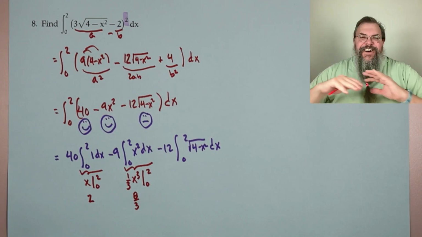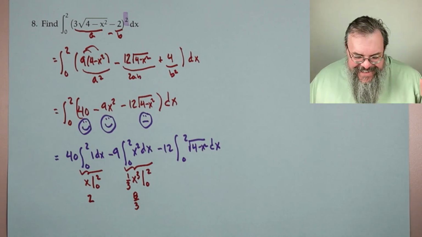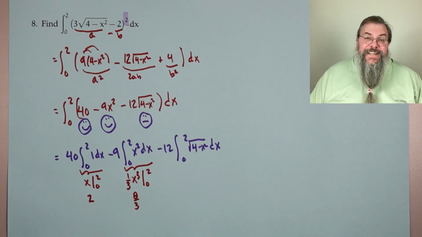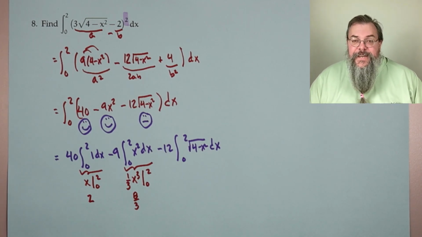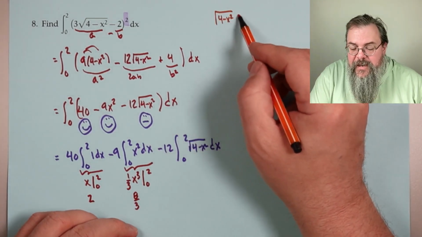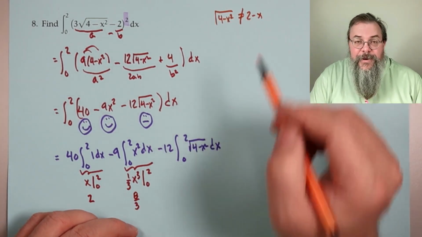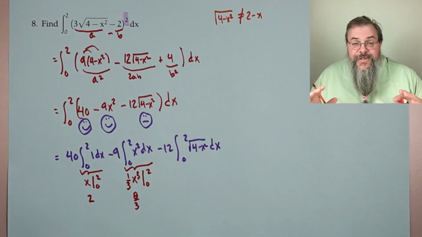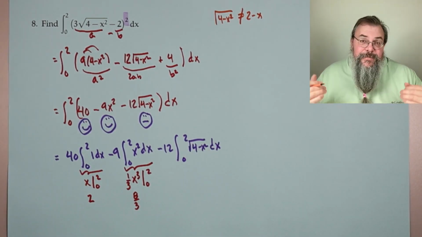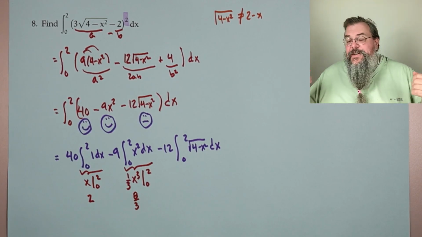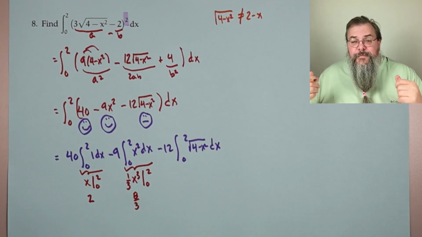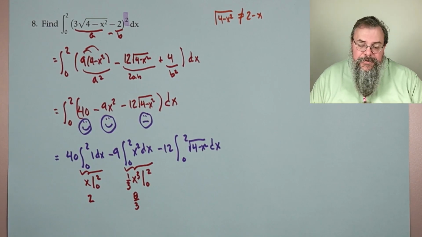No, no, no, no, it is not. I know it's tempting, but it is definitely not the case that the square root of 4 minus x squared equals 2 minus x. Square roots don't mix well with addition and subtraction. Essentially, you can think of it as multiplication and addition don't always mix well together. That's what it boils down to.